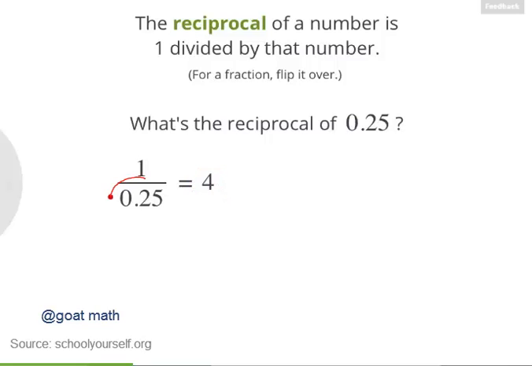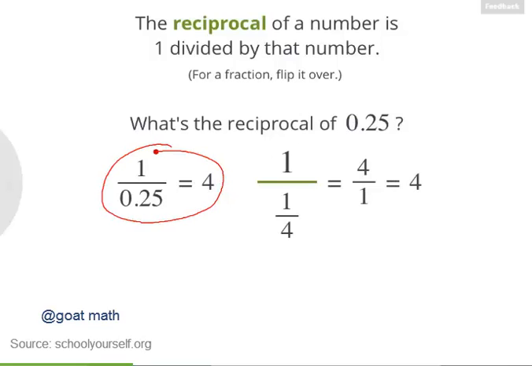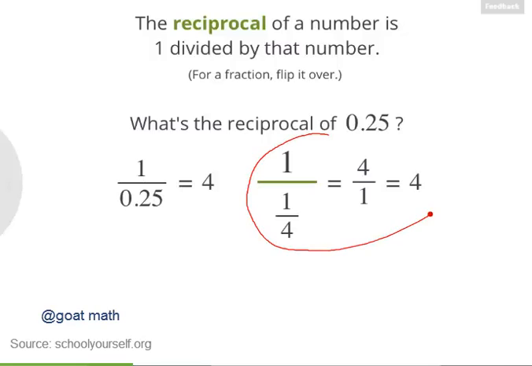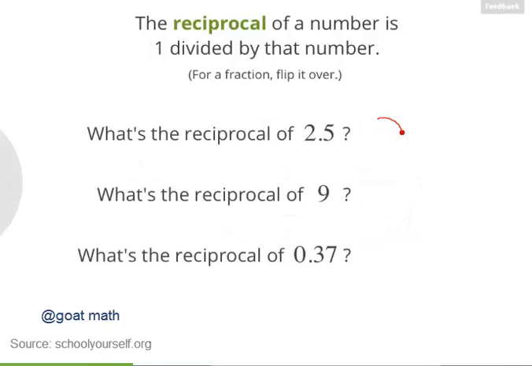You could also write 0.25 as a fraction. 0.25 is the same thing as 1/4. So then the reciprocal of 1/4 is 4 over 1, which equals 4. So whether you divide 1 by the decimal or you write the decimal as a fraction and flip it, you'll get the same answer either way. Next, find the reciprocals of these three numbers. Feel free to use the calculator down here.